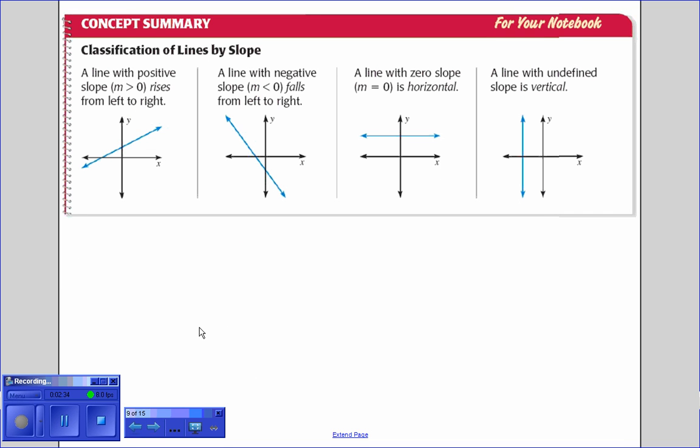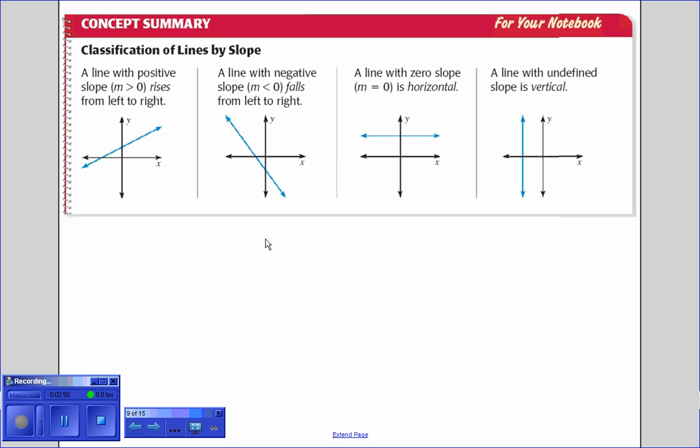To summarize, a line with a positive slope will be a line that rises from left to right. A line with a negative slope falls from left to right. A line with 0 slope is horizontal, and a line with an undefined slope is vertical.